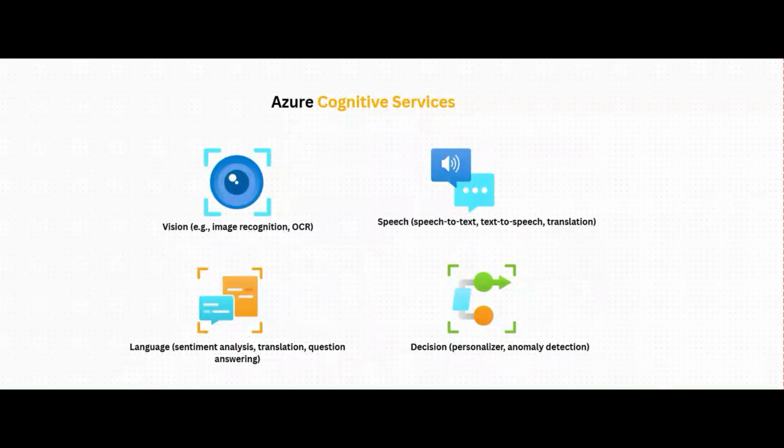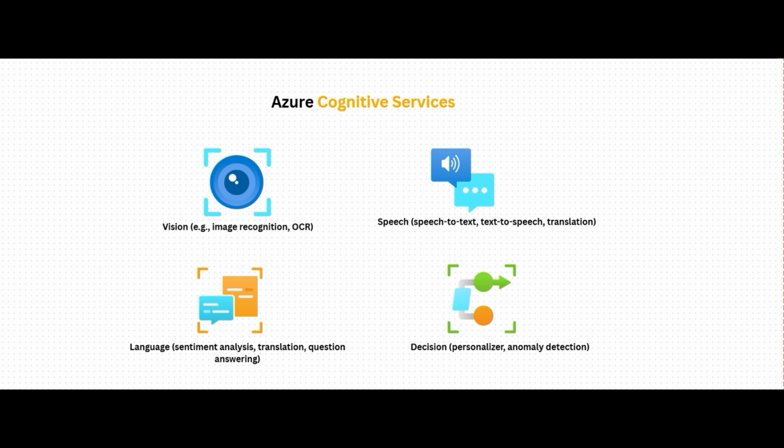So now that we understand what Azure AI is, let's take a closer look at the services offered in the Azure AI ecosystem. Azure AI is broadly divided into three categories. Number one, Azure Cognitive Services, number two, Azure Applied AI Services, and number three, Azure Machine Learning.